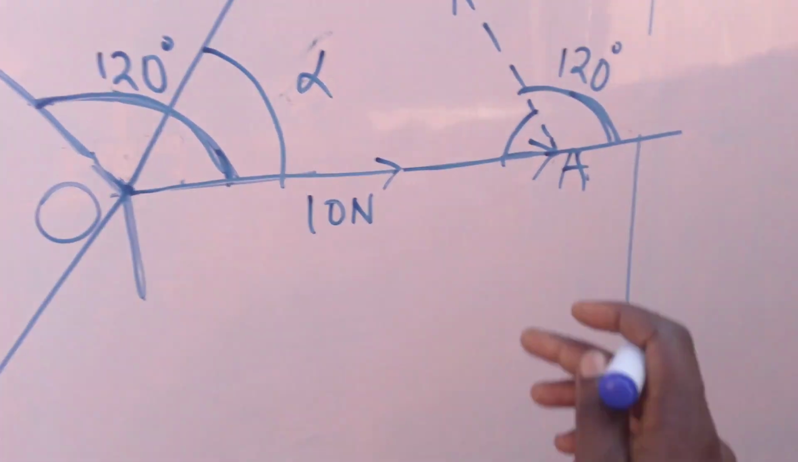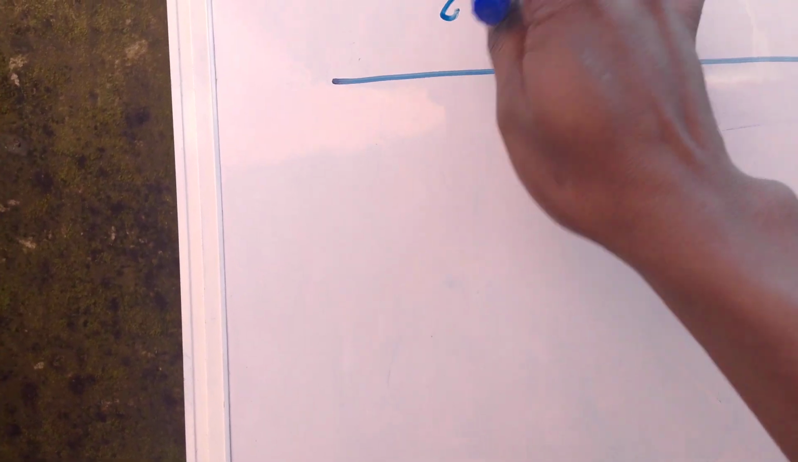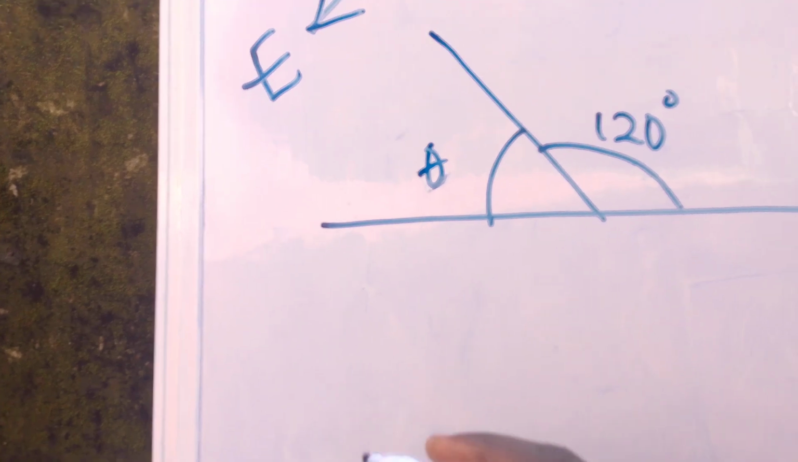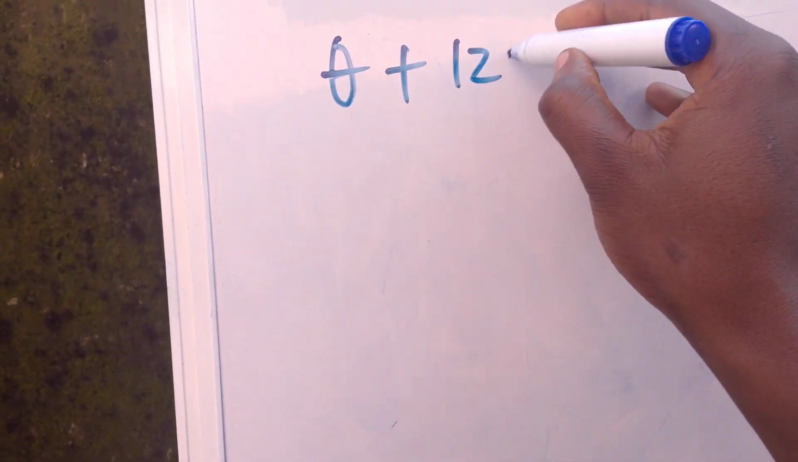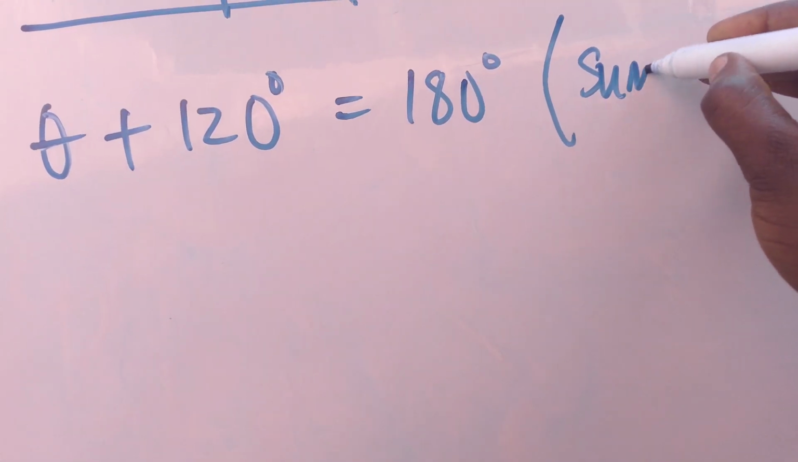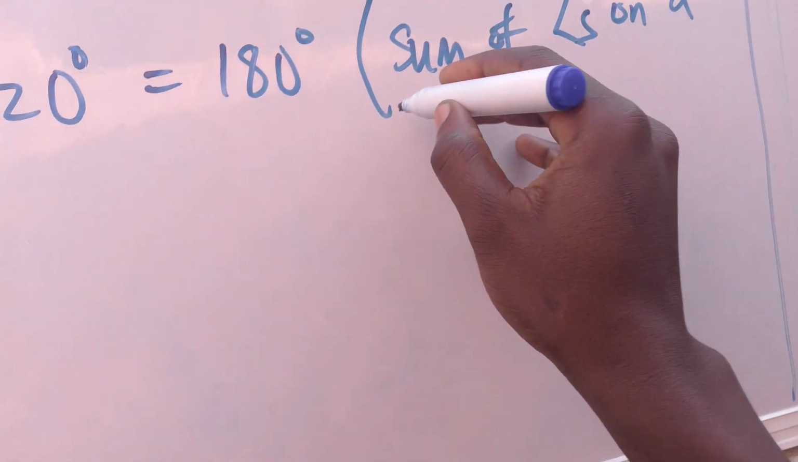So that means this other smaller one now, we'll find it. That is, if you cut out this section, it is 120 degrees, and here is unknown. I can call it theta. So theta plus 120 degrees equals 180, the sum of angles on a straight line.